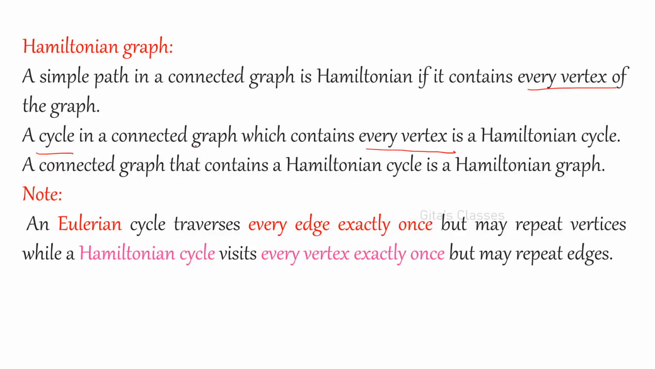And when will you say that the graph is a Hamiltonian graph? If it contains a Hamiltonian cycle, then we say that it is a Hamiltonian graph. Okay, so this is an important note. Eulerian cycle traverses every edge exactly once, but it can repeat vertices. While a Hamiltonian cycle visits every vertex exactly once, it can repeat edges. Okay, this is the main difference.